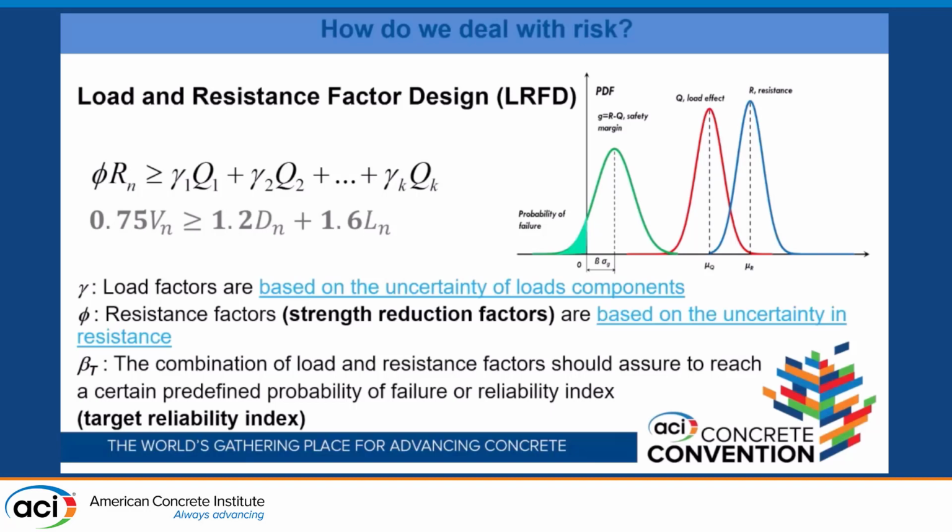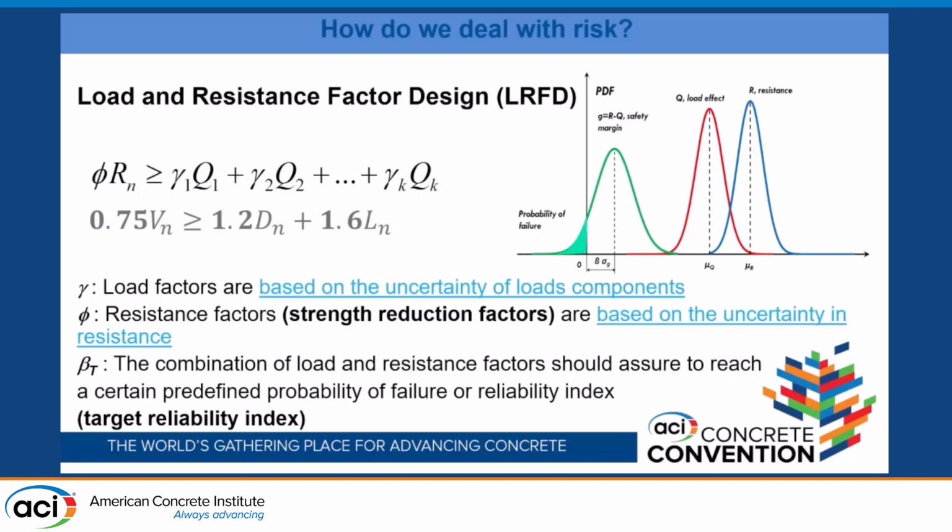How do we do that in the practical designs? Well, by using our design equations, where we need to make sure that our reduced resistance is greater than the factored load. Those factored loads are based on the uncertainty of the load components. The resistance factors, phi, also called strength reduction factors, are based on the uncertainty in the resistance. And this is really important because we're going to come back to this concept later. And the idea is that the combination of these factors in our design equation will give us a certain predefined probability of failure, a target probability of failure.